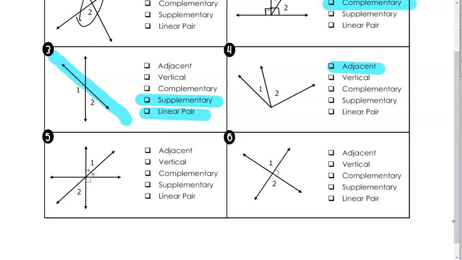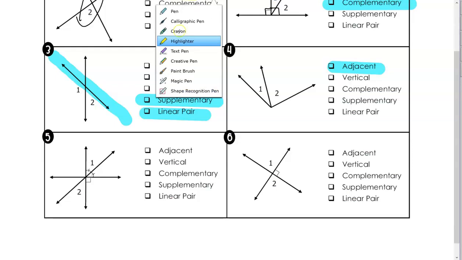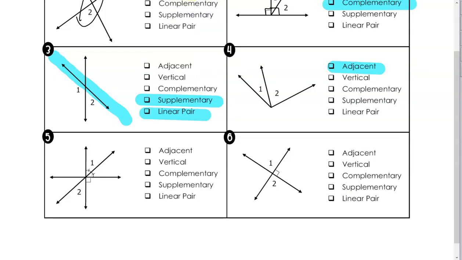Number 5. All right, well, let's see what's happening here. This might take a little bit of work. So what I'm going to do is show you that if I were to highlight this line here and this line here, do you see how that makes these two angles? Just with those lines. If I took away those other lines, it doesn't matter. Angle 1 and angle 2 still exist.